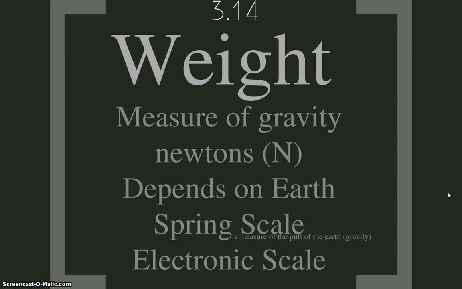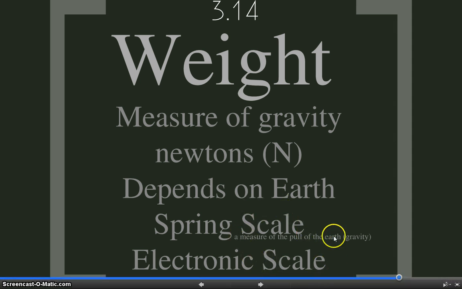We use a couple of instruments to measure weight. One is a spring scale, which I'll show you in class. Basically, it's a spring that gets pulled down, and depending on how far it gets pulled down, we know what the weight of the object is. The other is an electronic scale. The important word to know here is scale. So when we're measuring weight, we use a scale.